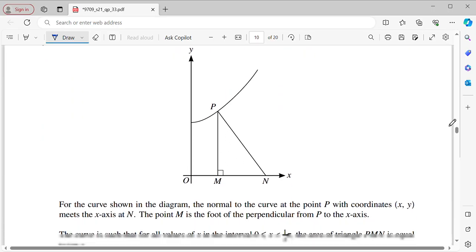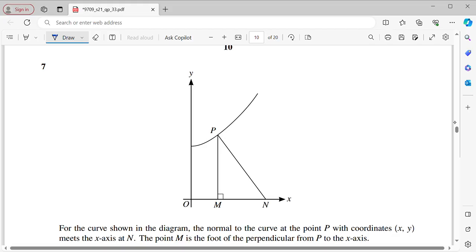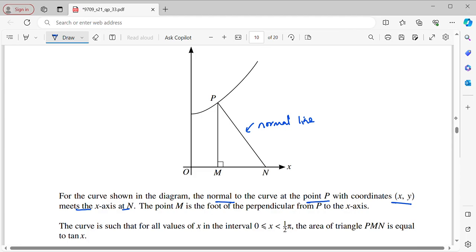Now, next question, number 7. For the curve shown in the diagram, the normal to the curve at the point P with coordinates (x, y) meets the x-axis at N. That means this is the normal line. Okay, M is the foot of the perpendicular from P to the x-axis. That's why here is 90 degrees. The curve is such that for all x in the interval x between 0 and half pi, the area of the triangle PMN is equal to tangent x.